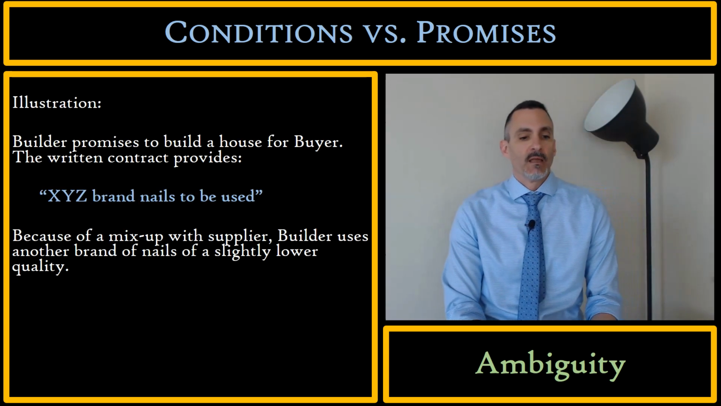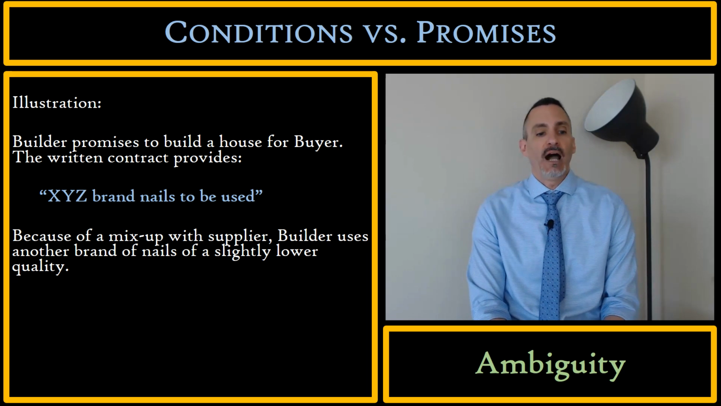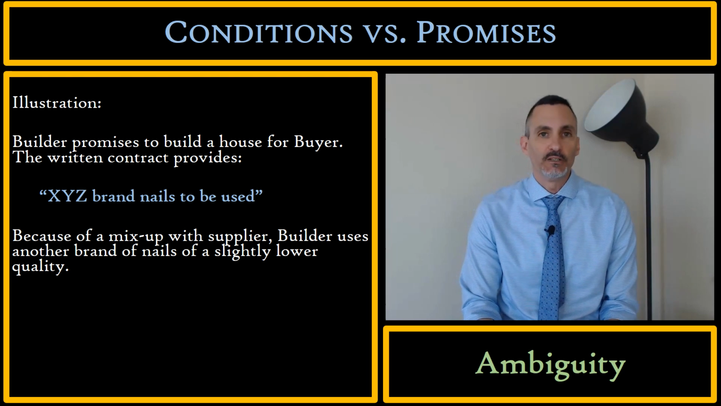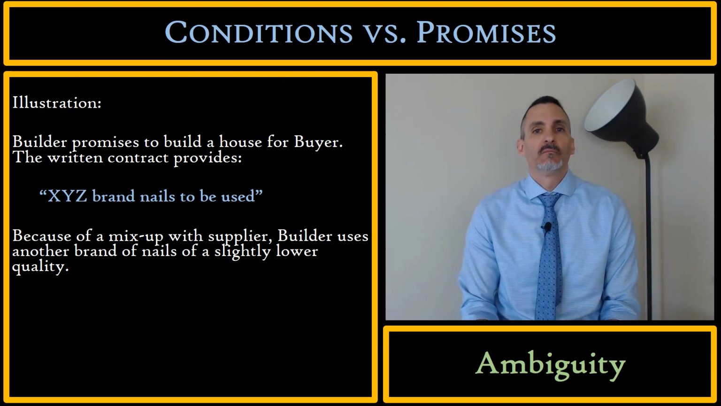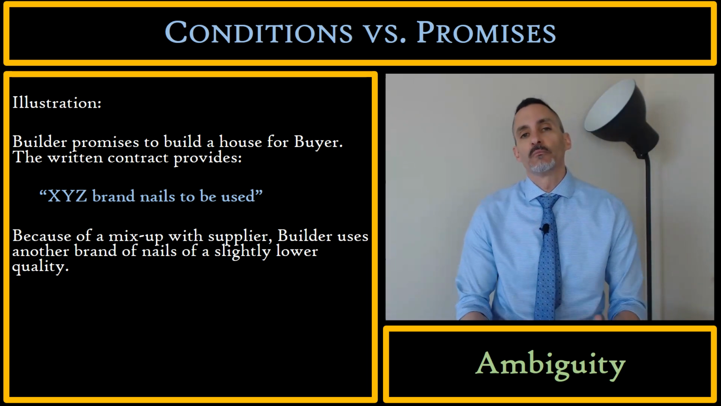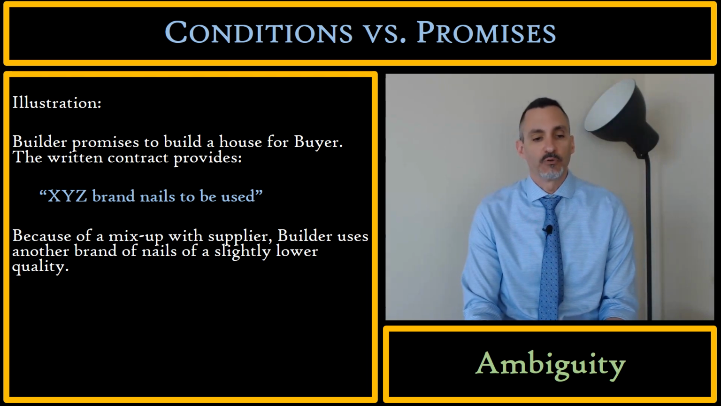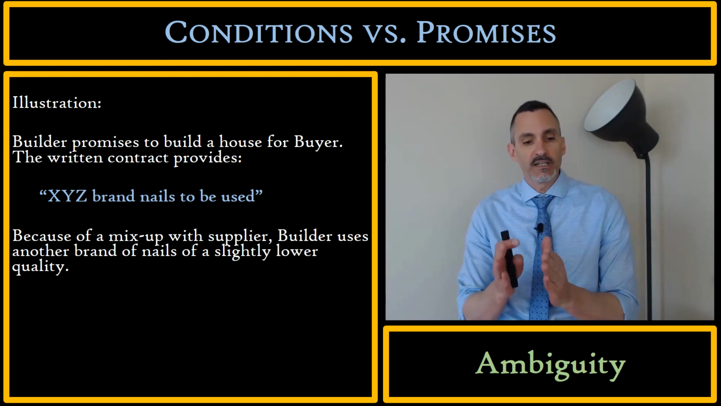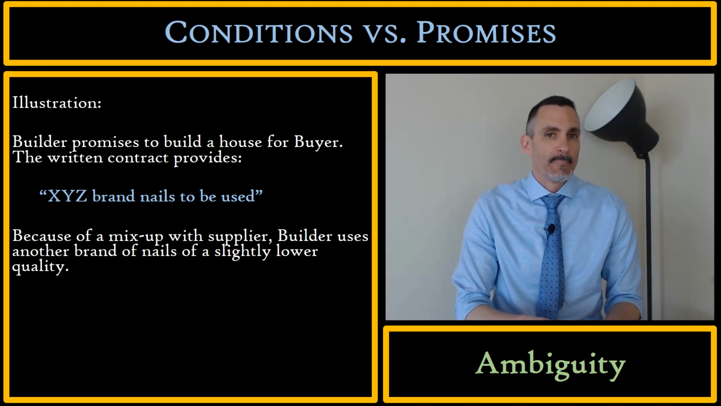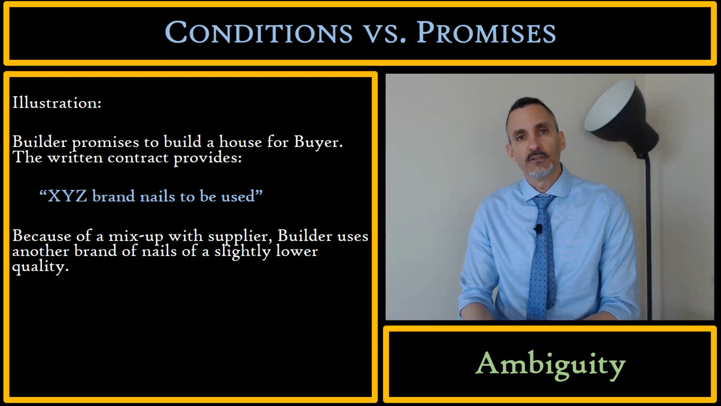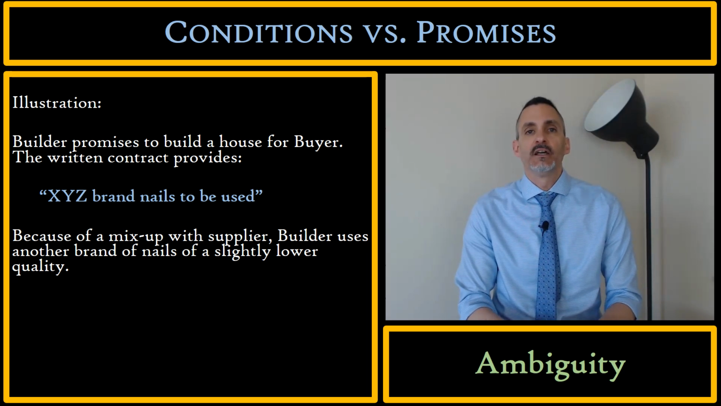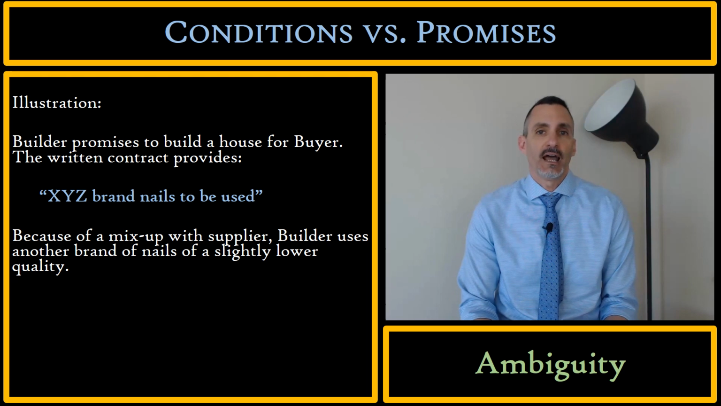So here's an example. Builder promises to build a house for buyer. The written contract provides XYZ brand nails to be used, right? Is this a promise or a condition? Well, before we discuss that, what happens? Because of a mix-up with supplier, builder uses another brand of nails and doesn't use XYZ brand nails. So the question is, XYZ brand nails to be used, is that builder promising to use XYZ brand nails, or is that an express condition to buyer's obligation to purchase the house?